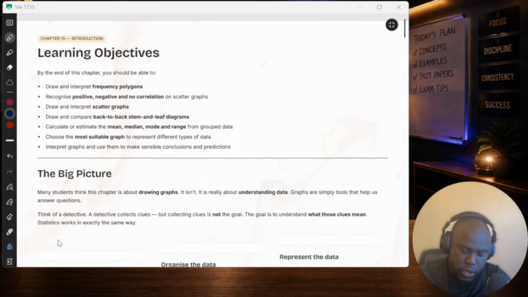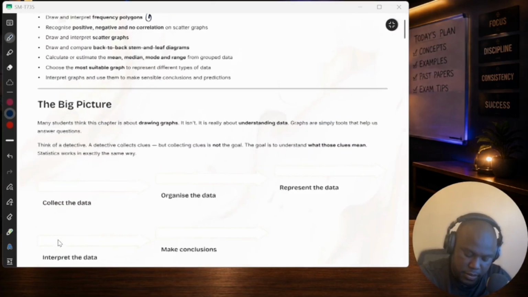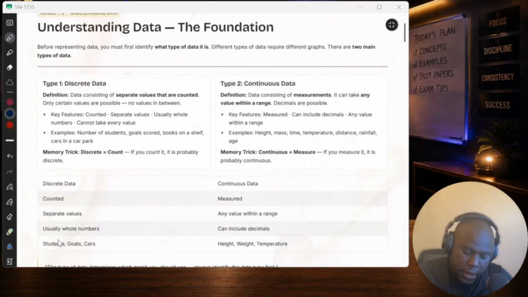So this is what it's showing you. You must be able to do frequency polygon as the first one. Let's go and look at it. Then after that, we'll do scatter graphs. Then after scatter graphs, we'll do stem and leaf diagrams. And we'll be done with those first 3 things. Then we can move on to the other things. All right, so let's go for it.